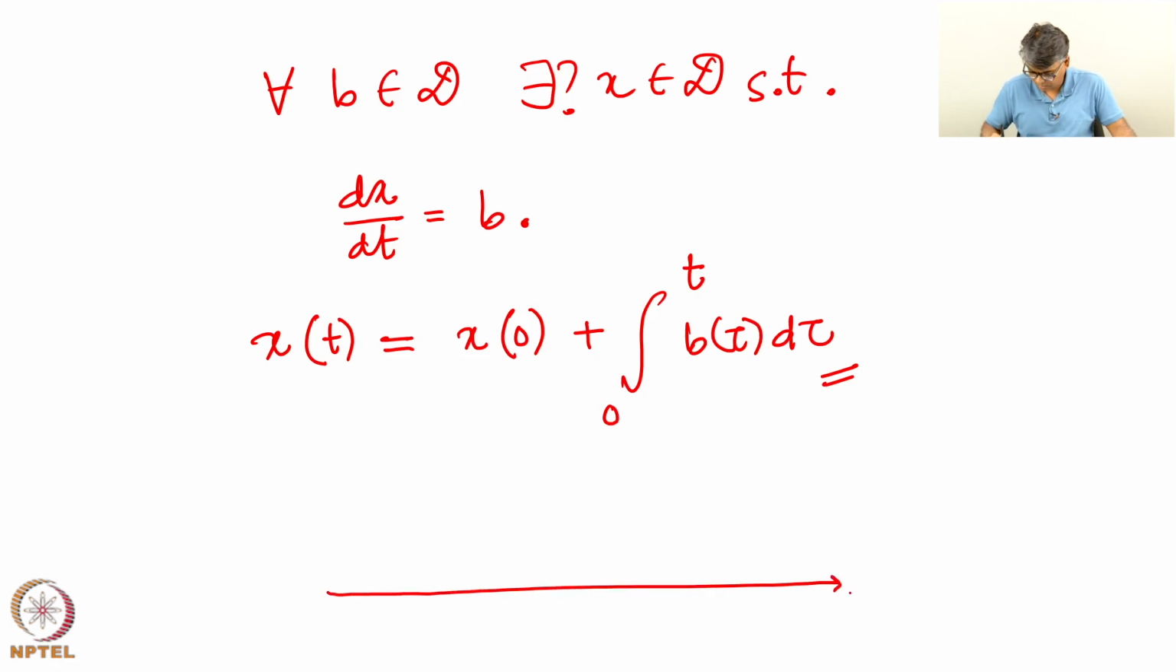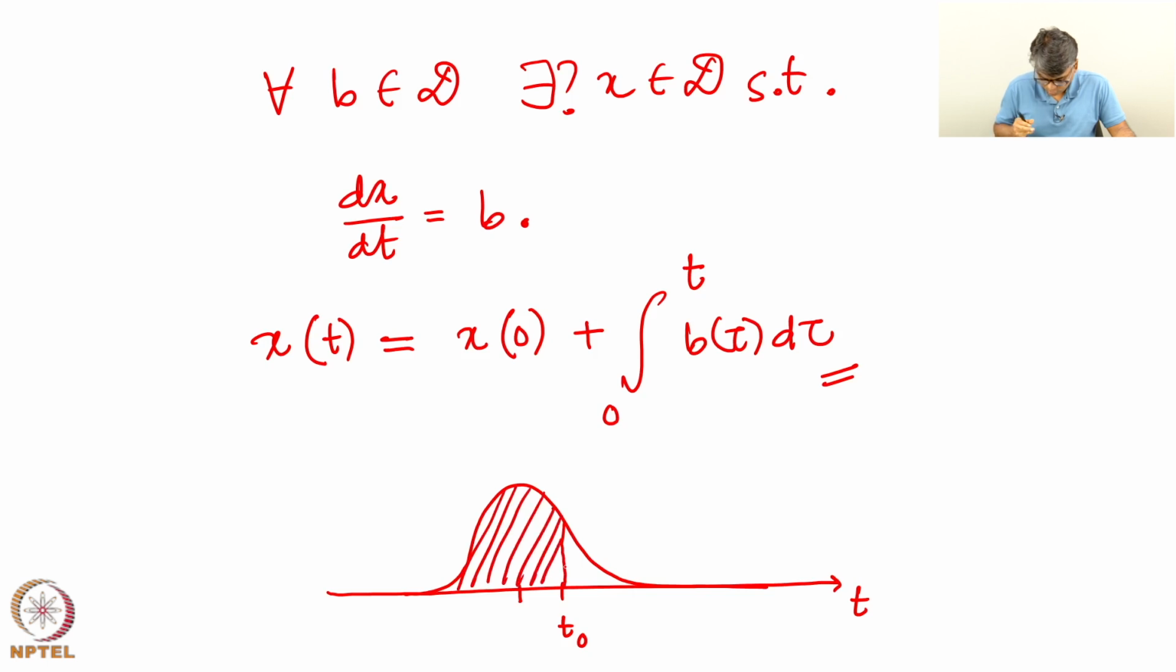What is the meaning of this integral? This is the t axis. Suppose b is compactly supported like this. This is b. Now what happens to this integral? Suppose this is some time t naught. Then at t naught, the value of the integration is this shaded region. Sorry, from 0 I have to integrate, right? From 0 I have to integrate. So the value of the function is this, isn't it?